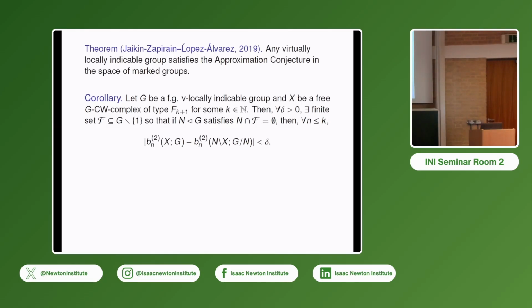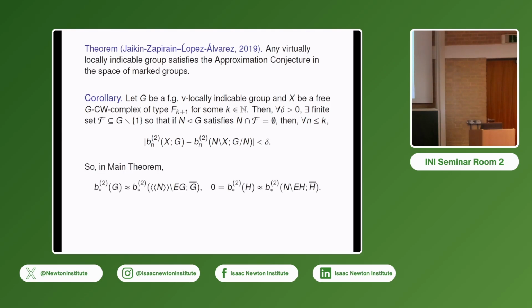So what we observed is that their theorem has a nice corollary: if you have a finitely generated virtually locally indicable group, and you have a free G-CW complex of type FP_{k+1}, there exists a finite set in G minus the identity, and if a normal subgroup avoids this finite set, then the L2 Betti numbers of this G-space and this quotient space with the G mod N action are very close. You can make them arbitrarily close.